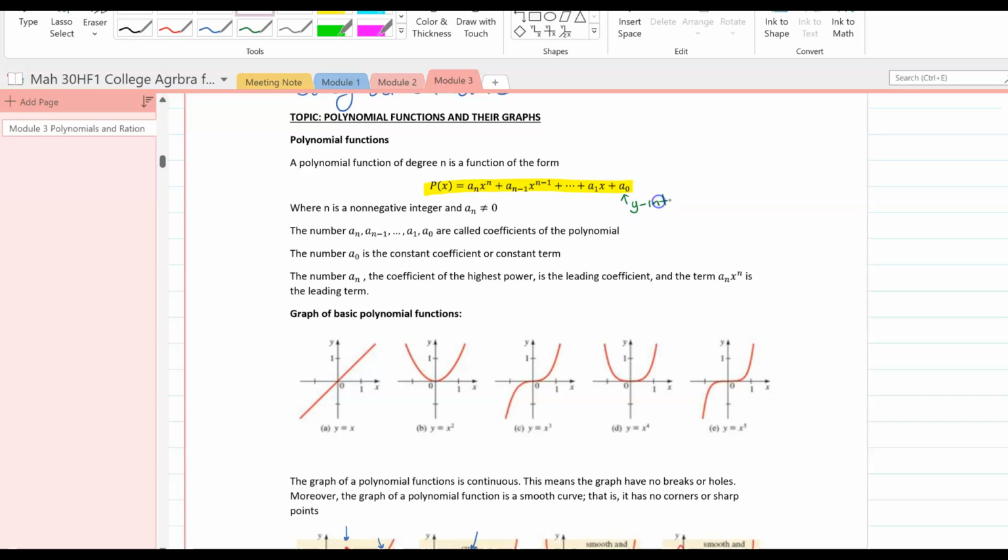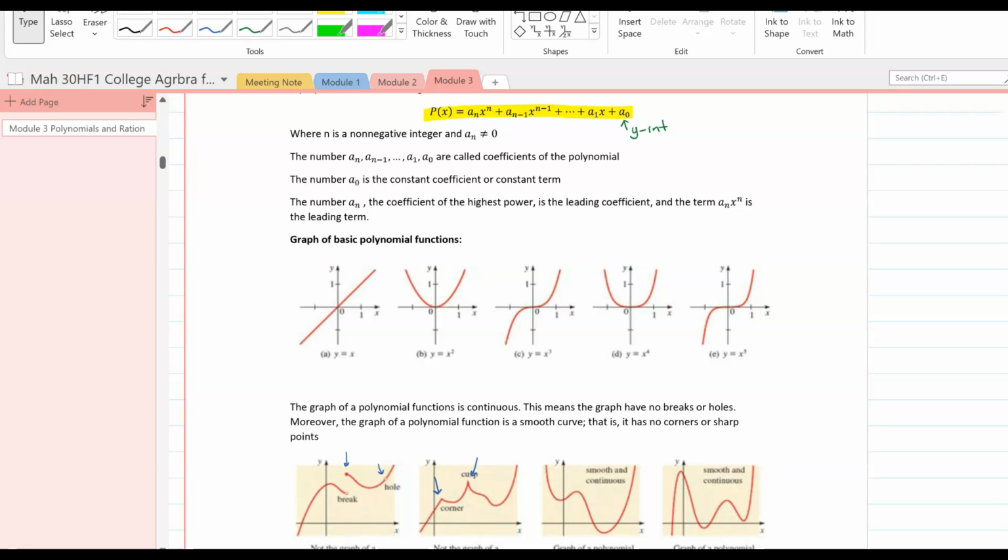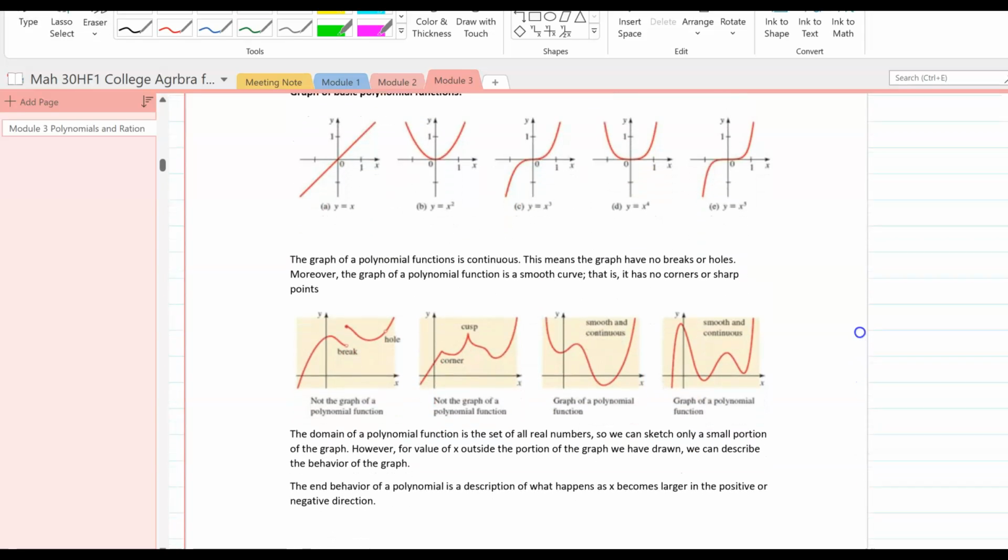The number a sub n is the coefficient of the highest power. It's called the leading coefficient, and the term a sub n times x to the n is called the leading term. Okay. Here we have some basic polynomial functions. And here we have the graph.